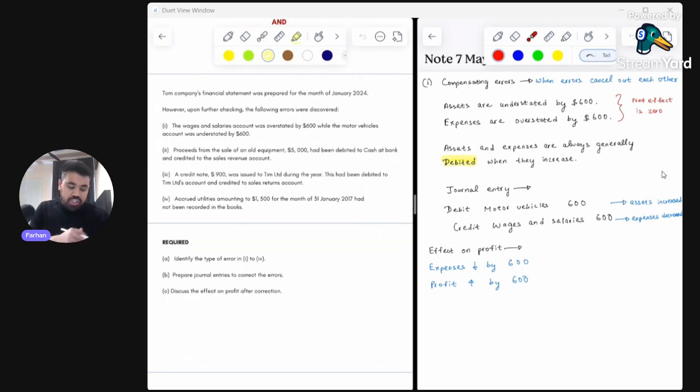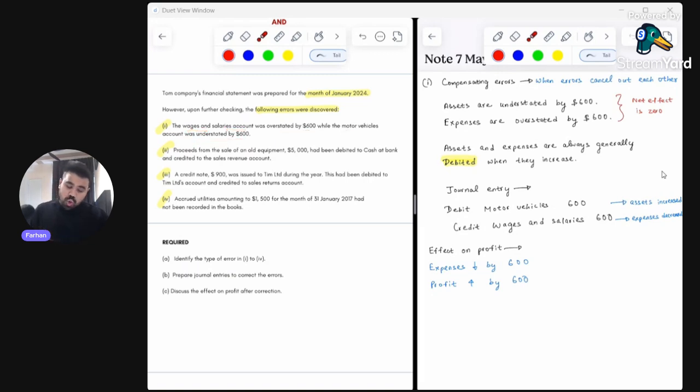Tom Company's financial statements were prepared for the month of January 2024. However, upon further checking, the following errors were discovered. So here we have identified four different types of errors, and our requirement is to name the errors and also prepare the journal entries to correct these errors. So let's look into the first error which we have got. The wages and salaries account was overstated by $600, while the motor vehicles account was understated by $600.